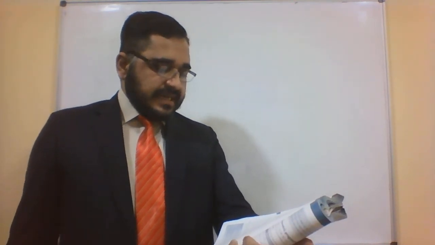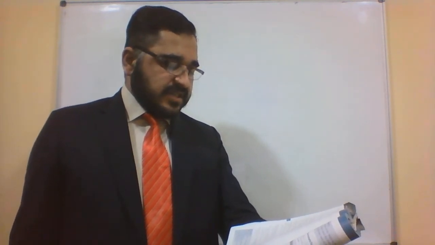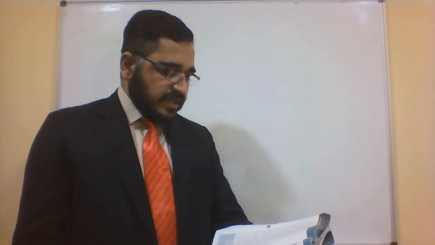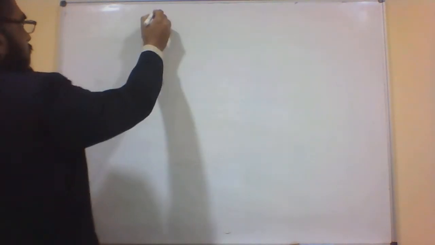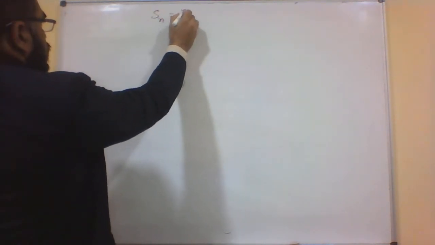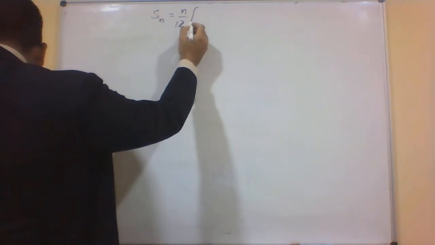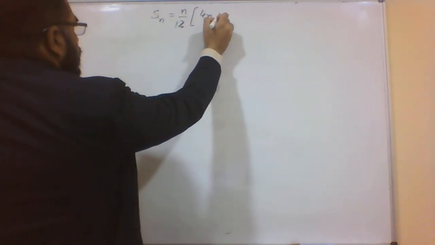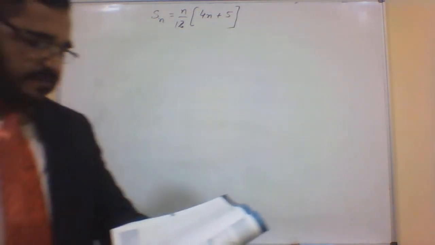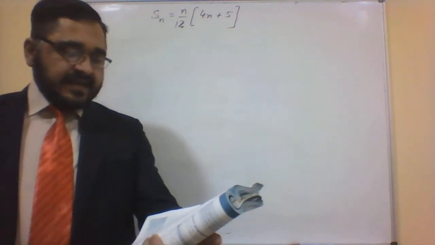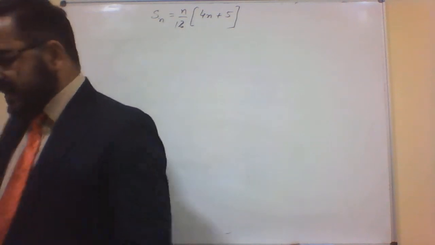Question 15: the sum of the first n terms Sn of a particular arithmetic progression is given by Sn is equal to n divided by 12 into 4n plus 5. This is given in the question. Find an expression for the nth term.